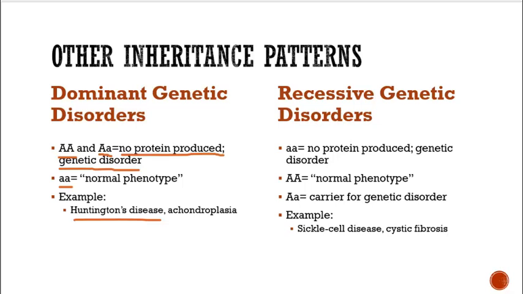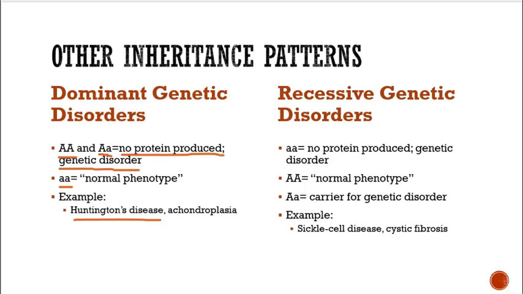Achondroplasia, which is a form of dwarfism, is also a dominant controlled genetic disorder. Other dominant controlled genetic disorders, if they're very severe, for the most part disappear from the population because individuals a lot of times don't survive to reproduce and pass it on to the next generation.